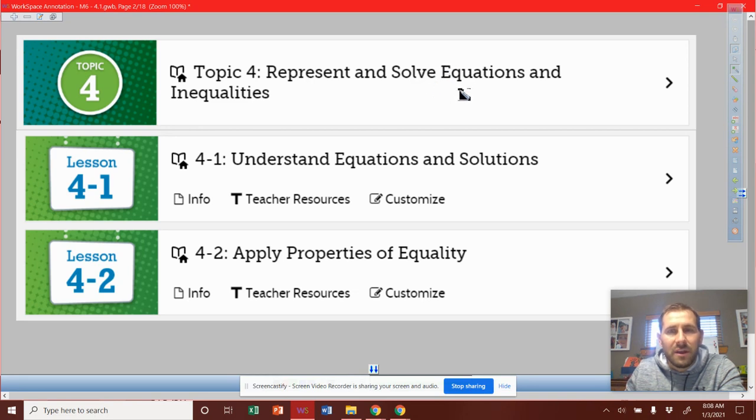But solving equations, equations are things that have equal signs in it. And then solving inequalities. Inequalities are these symbols like less than, greater than, or greater than or equal to, or less than or equal to. Those are inequalities, but we're going to solve those equations.